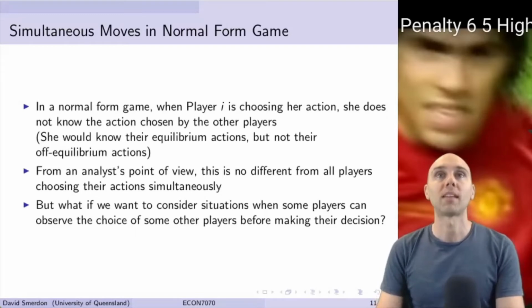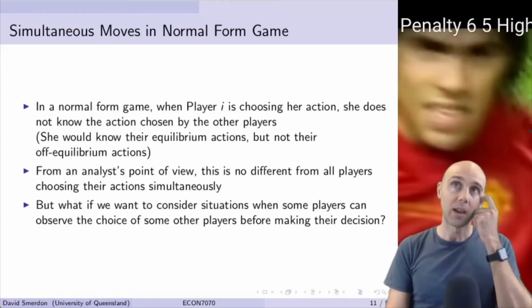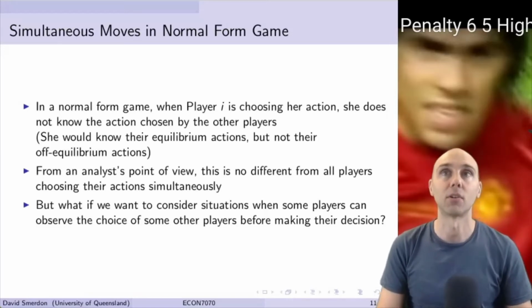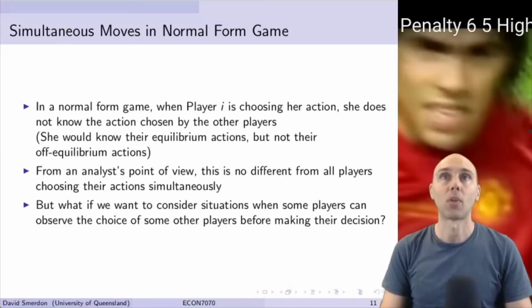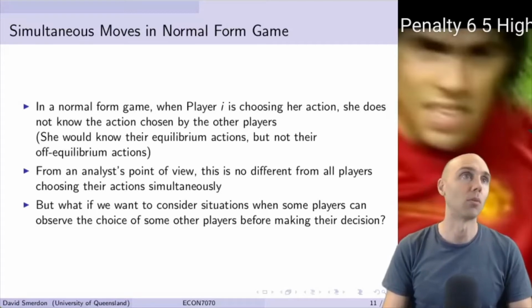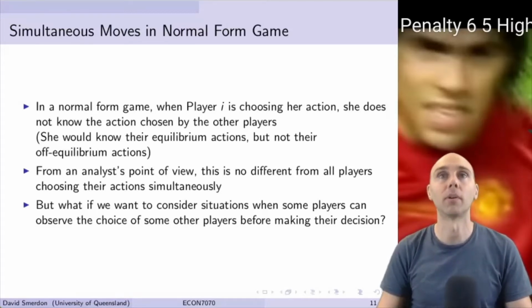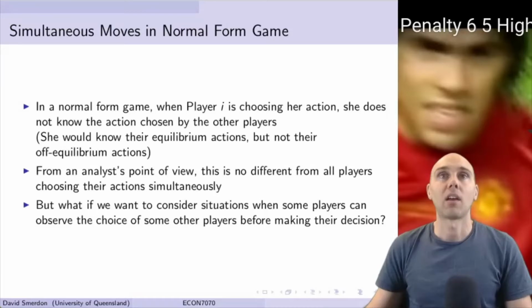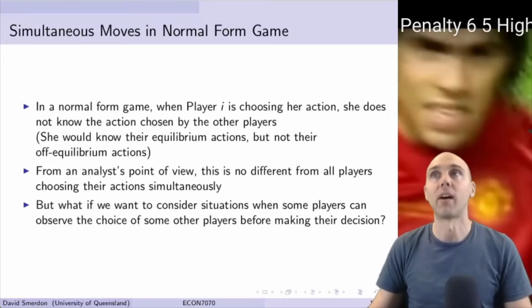We've looked at simultaneous moves in a normal form game. That's what we've been discussing so far. So player I chooses her action. She does not know the action chosen by the other players. She would know their equilibrium actions, but not what happens if they play off their equilibrium. What if we want to consider situations where some players can observe the choice of other players before taking their decision?